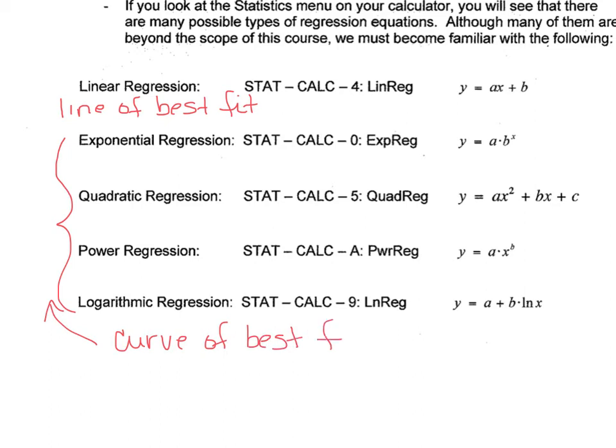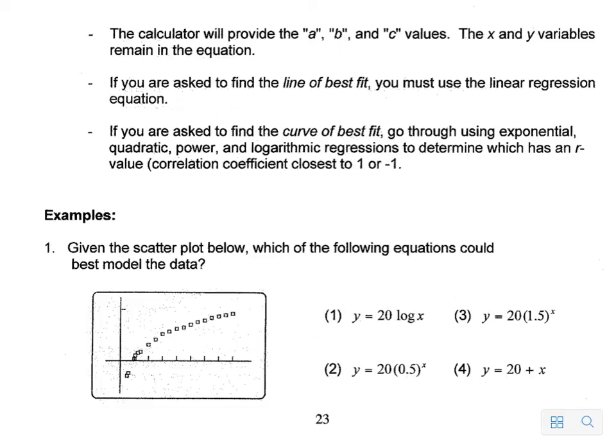And the way that you can decide which one to choose, again, is by looking at their correlation coefficient, which is the R value, determining which one is either closer to 1 if they're all positive or closer to -1 if they're all negative. All right, let's go on to the next portion of the notes. Well, for me, it's the next page. For you, you look below this. So again, it tells you how the A, B, and C values will be provided, and X and Y are always constant. And it says exactly what I just said. If it's line of best fit, you're always doing the linear. If it's curve of best fit, then your choice is exponential, quadratic, power, or log.